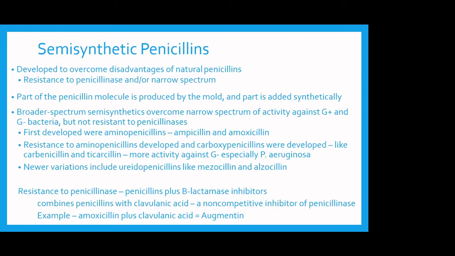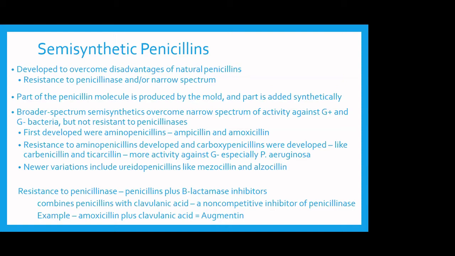Semi-synthetic penicillins were developed because they wanted to overcome some of the barriers with natural penicillin that existed, such as resistance with the penicillinase enzyme and the narrow spectrum that it only treats gram-positive bacteria. So in order to make semi-synthetic penicillins, they get part of the penicillin molecule made by the mold, and then they add in other parts synthetically in the lab. So this gives us broader spectrum semi-synthetic penicillins, things like ampicillin and amoxicillin, but resistance to those has slowly developed over time by certain strains of bacteria.